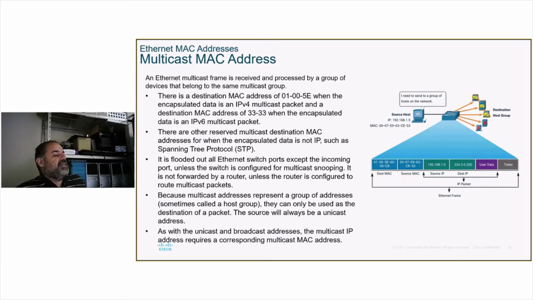So there is a destination MAC address of 01005E when encapsulated data is an IPv4 packet, and a destination MAC address of 3333 when encapsulated using IPv6 packets. There are other reserved multicast destination MAC addresses for when encapsulated data is not IP, such as spanning tree. It is flooded out all Ethernet switch ports except the incoming port, unless the switch is configured for multicast snooping, and then it will only go to the ports that are interested.